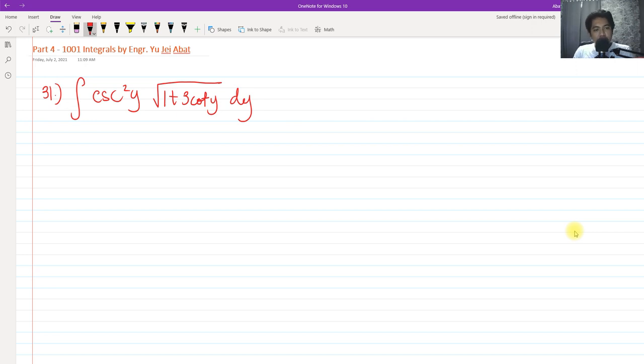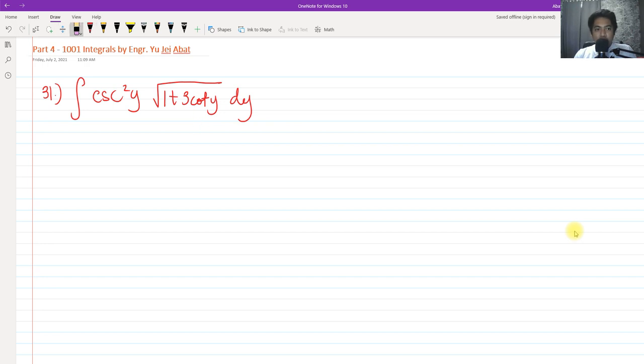Okay, so how do we integrate this given integral? The integral of cosecant squared y multiplied by the square root of 1 plus 3 cotangent y dy. This is none other than a simple u substitution because as we can see, we have a cotangent in here and the derivative of a cotangent is negative cosecant squared.